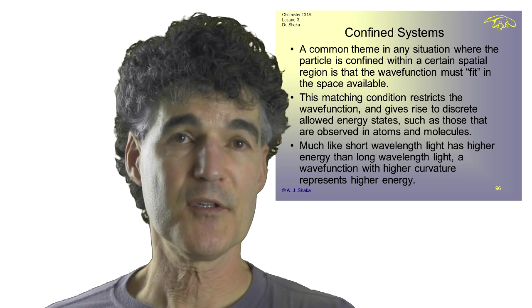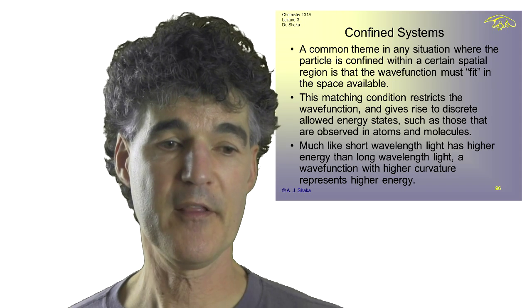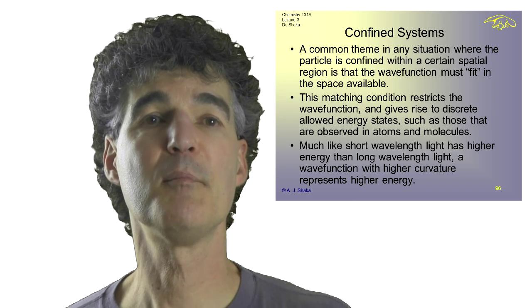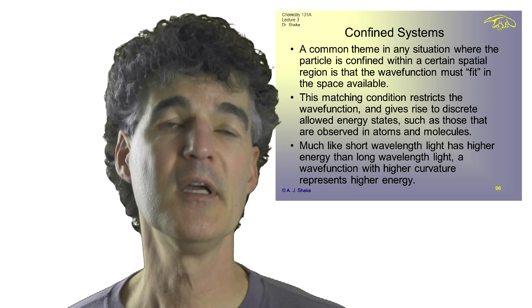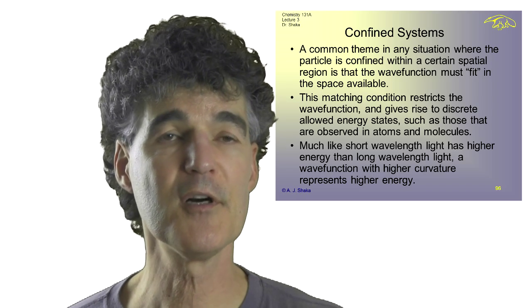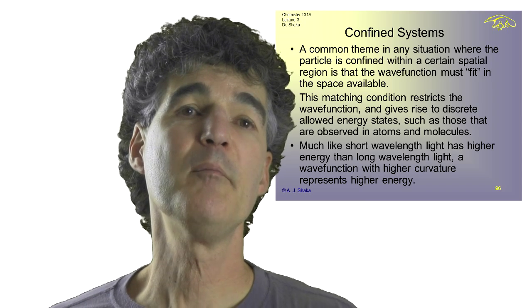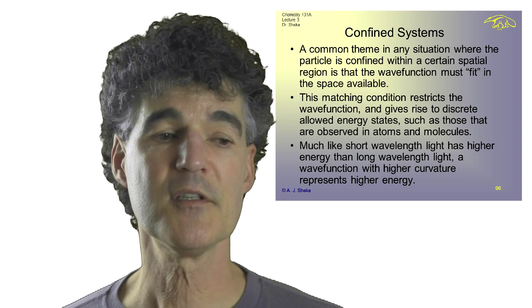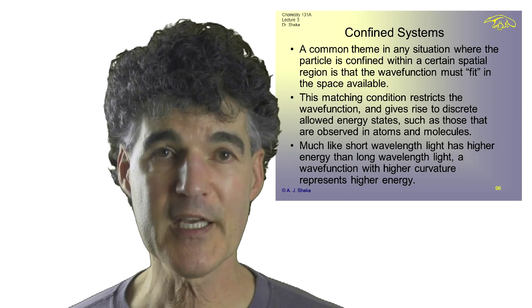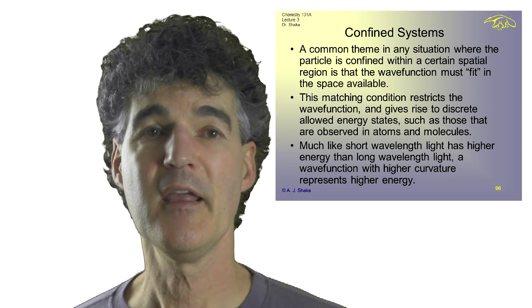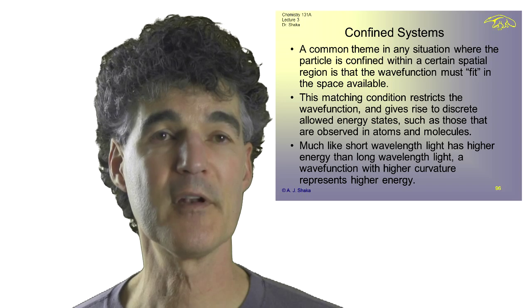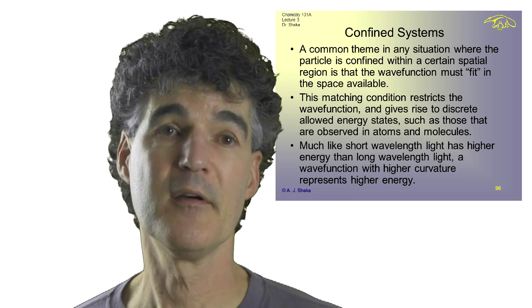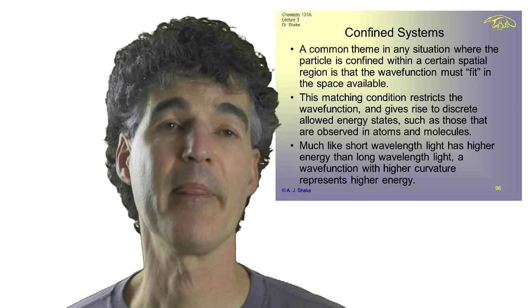Atoms are confined systems because the electron has to stay there. But there are many other confined systems, nanoparticles, the so-called particle in a box, which is a model problem we're going to do, which has very easy mathematics compared to real problems, which is why we do it. Wherever you have a confined system, doesn't matter how it's confined, the wave function has to somehow fit into the space available. If it goes round or bounces back and forth or does anything, and it comes back different, that means that particular wave function is going to cancel itself out, and it's just gone.